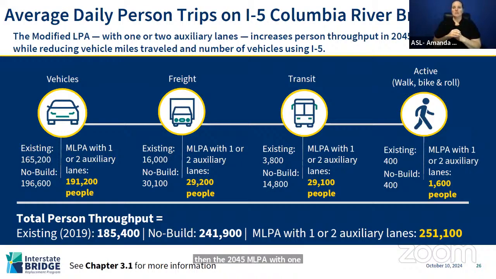As you can see at the bottom there, we're talking about total person throughput. The no build is increasing by about 30% over the 2019 existing conditions in person throughput across the river. The modified LPA with one aux lane or two aux lanes will increase that another 4% by 2045 compared to the no build condition. The main reason for the increase in person throughput is the active transportation and transit modes, as well as the variable rate tolling that is planned as part of the program. Next slide.